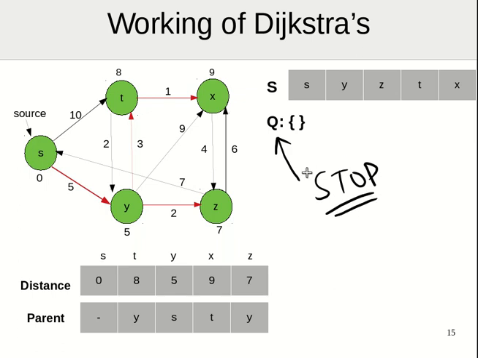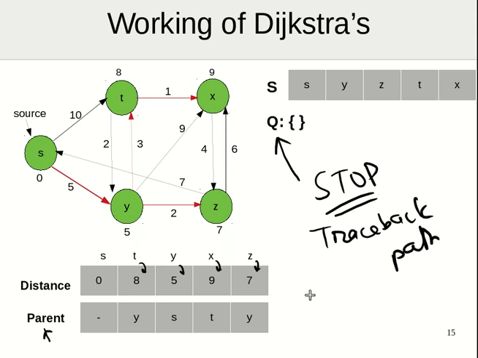And this is the shortest path from the source s to s, it is 0, s to t it is 8, s to y is 5, s to x is 9, s to z is 7. Alright, and you may be wondering why we stored this parent. It's only to trace back the path. If you want to trace back the path, you will be needing the parent.